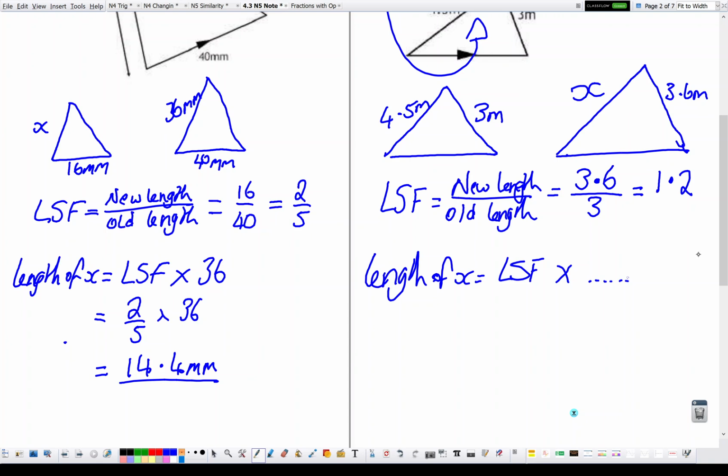Yes, everyone seems to be getting this okay. So it is length scale factor times by 4.5, which is going to be 1.2 multiplied by 4.5, which works out to be 5.4. And yes, thank you, Sam Dalgleish. That is 5.4 meters. So make sure you have the correct units for length there as well.